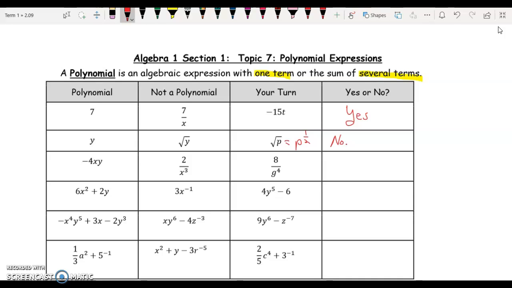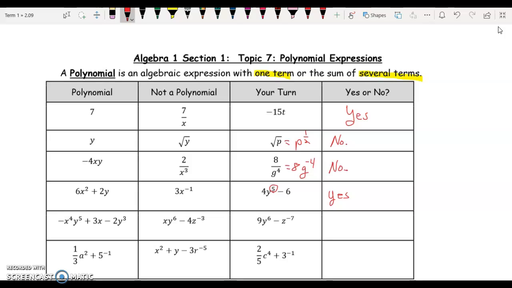How about the third one down? 8 divided by g to the fourth. What did you put there? Well, you should have put no. And the reason is, if we rewrite this so that it's not a fraction, notice g would be to the negative 4. So if we have a variable in the denominator, it's also not a polynomial. How about the fourth one down? What did you put there? Well, this one will be a yes, because the exponents on the variable are all positive.